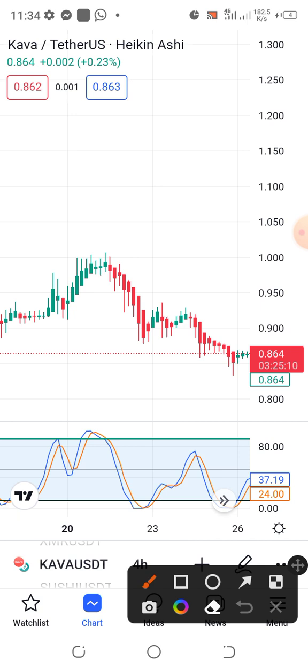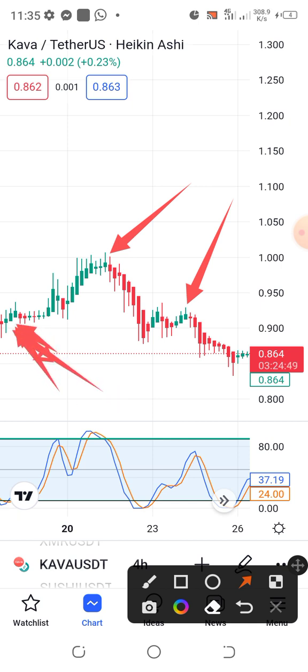This is one of them. You can see it has no tail, but with a wick. This is also a pin bar. It is also a very good example of a pin bar. This is also another one. This one has also a balanced body. So that is how you can identify.